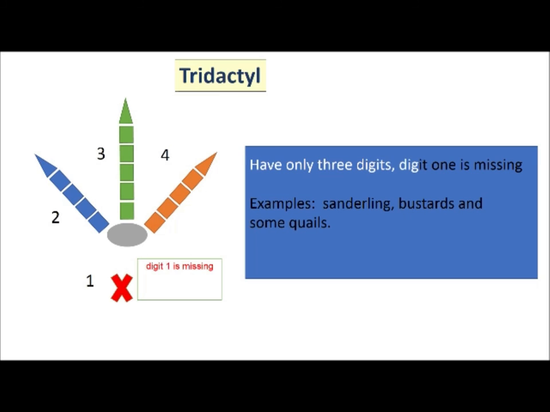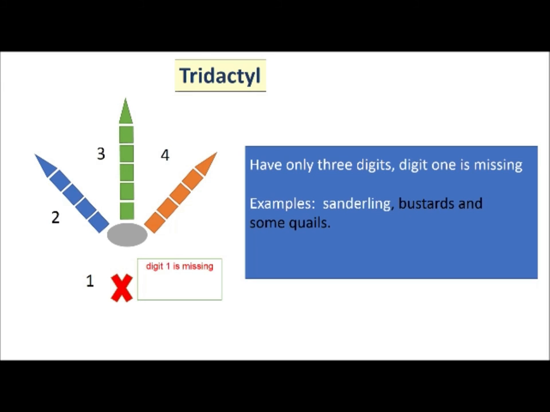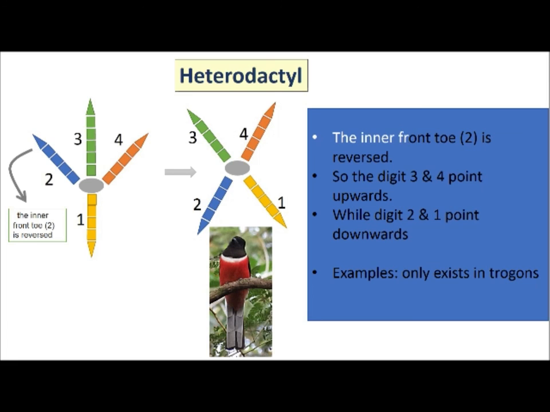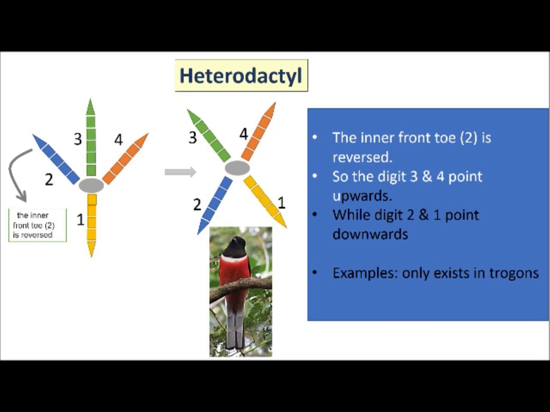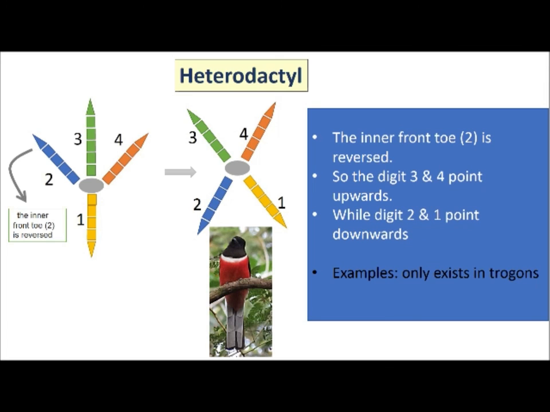Tridactyl. This foot arrangement has only 3 digits, meaning digit 1 is missing. This type of foot arrangement is found in sanderlings, bustards, and some quails. In heterodactyl foot arrangement, the inner front toe marked as 2 is reversed. So, digits 3 and 4 point upwards while digits 2 and 1 point downwards. Heterodactyl foot arrangement is found only in trogons.